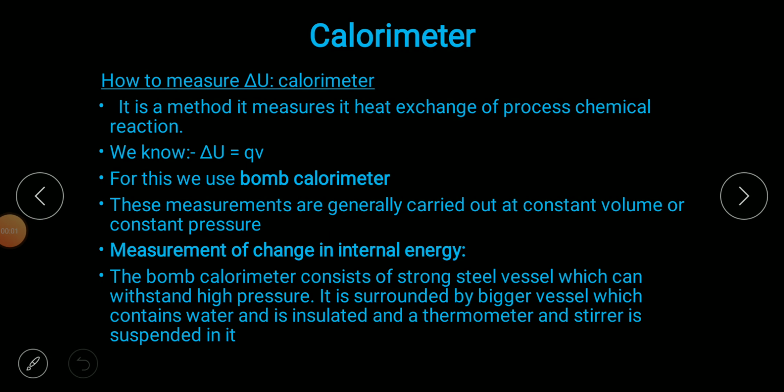In this lecture we are discussing delta U and delta H, or the Cp and Cv relation, that is, heat capacity at constant volume and heat capacity at constant pressure. So today we have to discuss the calorimeter. A calorimeter, as the name suggests, is a device which is used for measurement of heat.